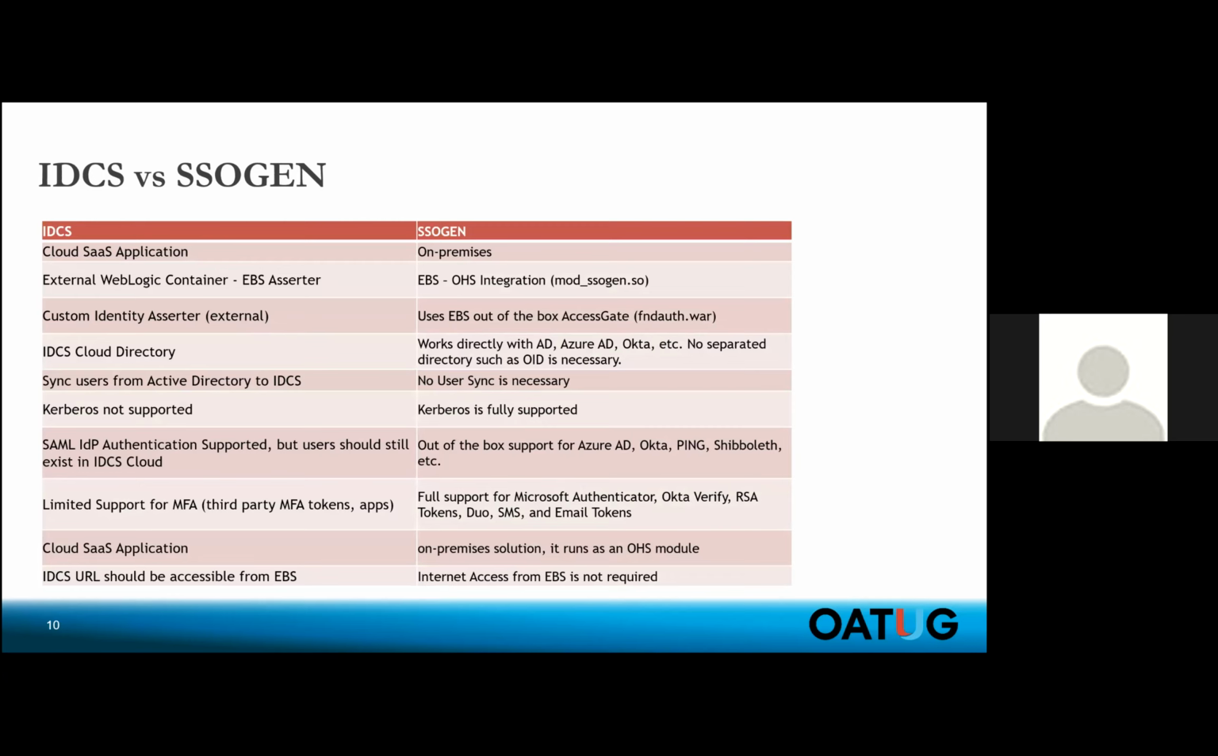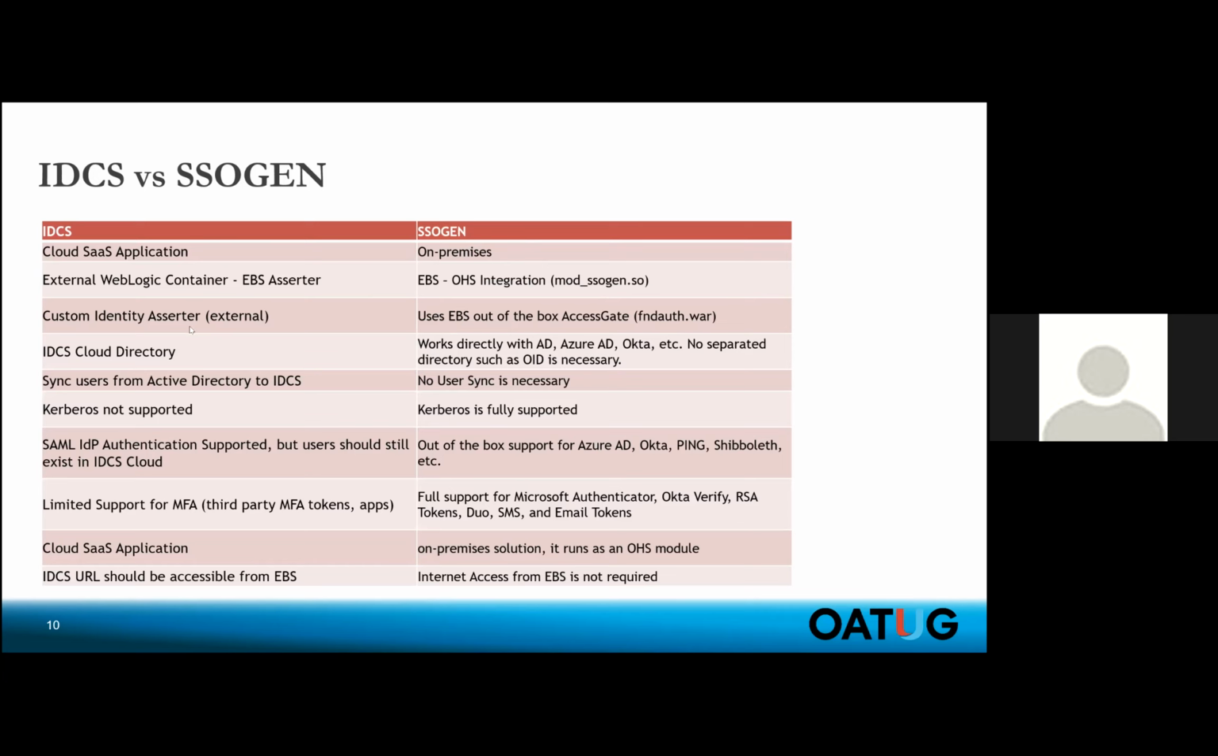The IDCS is a cloud SaaS application where you have a directory in the cloud. You would synchronize the users, and then you would create a WebLogic domain on-prem and put the asserter and connect these two. And when it comes to SSOGEN, the big difference is this is the cloud, this is the on-prem, and then this integration is just on the OHS module, just like OEM is, and you don't have any custom asserter.